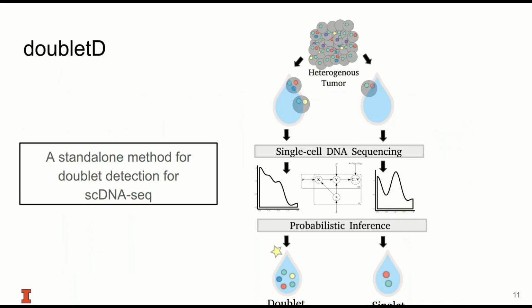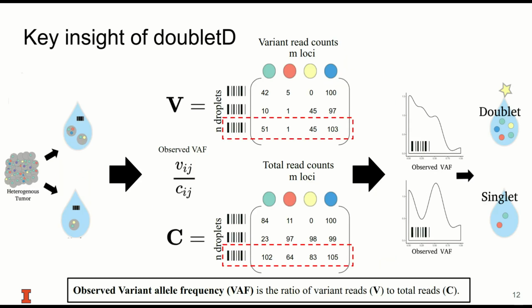So this is what motivated us to develop doubletD, which is the first standalone method for doublet detection in single-cell DNA sequencing. The key insight of our method is that the frequency spectra of the observed variant allele frequency, or VAF, which is the ratio of variant reads to total reads, will be distinct for doublet droplets and singlet droplets. And so given these observed read counts, we can actually tease this out using probabilistic inference and our understanding of the single-cell DNA sequencing pipeline.